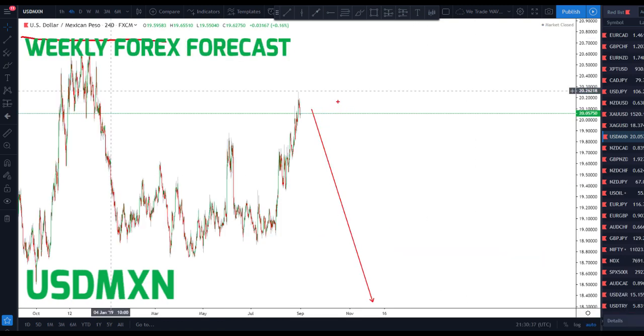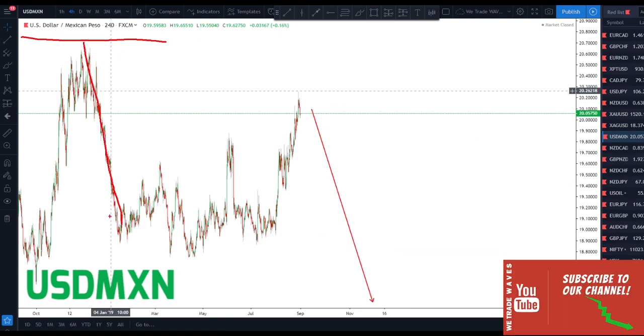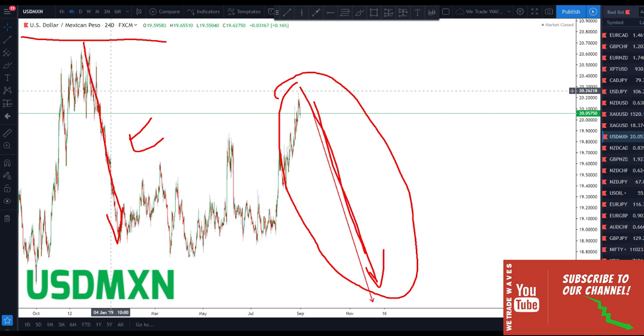Dollar Mexican, for this one, guys, we are expecting a down wave similar to this one. This is a wave we are looking for here. In this structure, we are looking for our sell setups to go with this wave. This is the wave and this direction we are looking for. Downside, down wave.